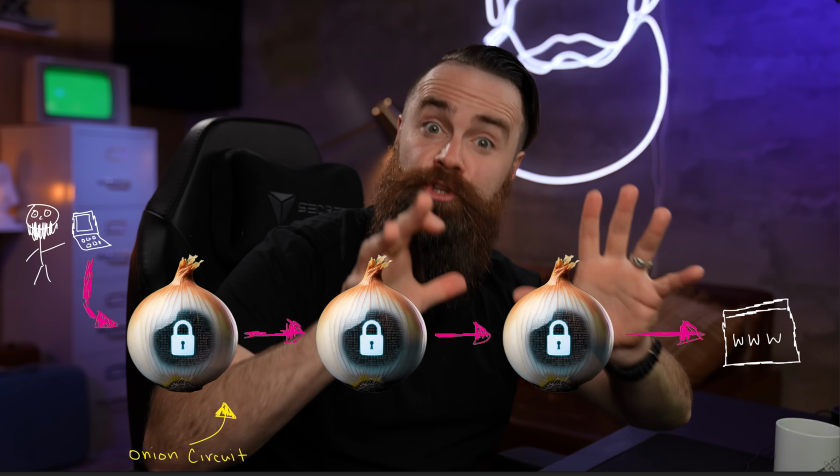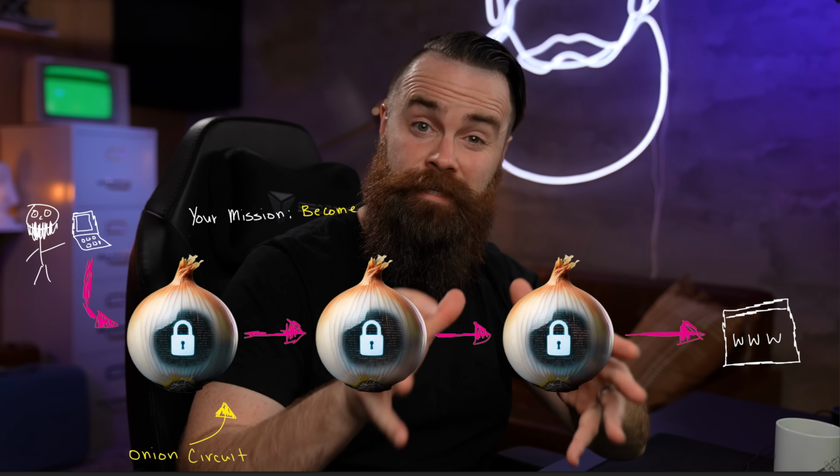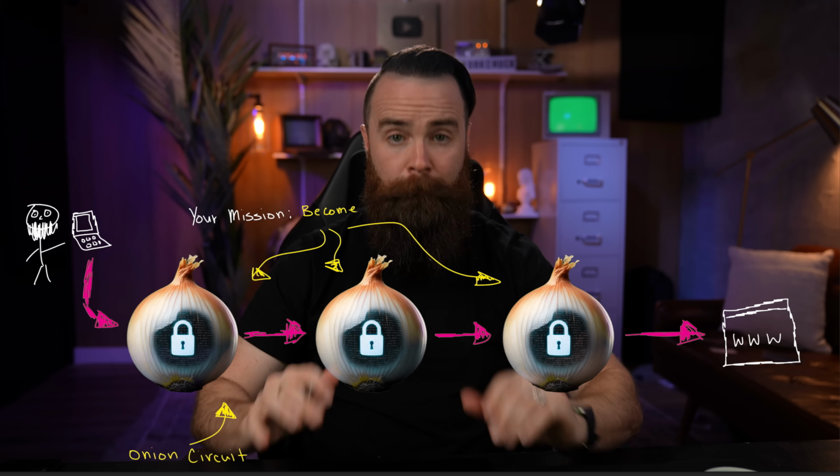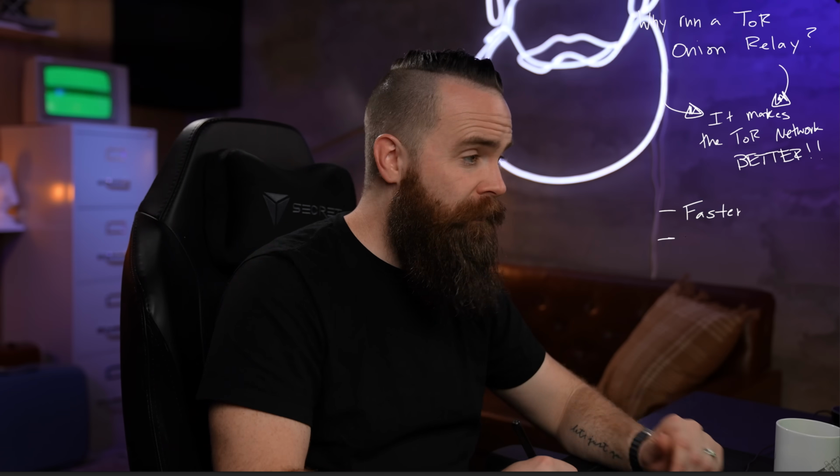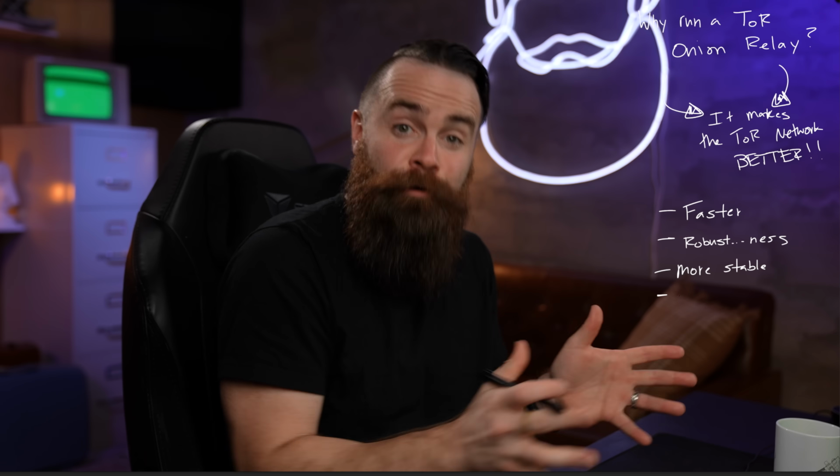Now, your mission, should you choose to accept it, is to become one of these onion relays. Now, why you? Well, did you know that every onion relay is run by people like you, volunteers? Making this decision is a big deal and will have a pretty big impact. Every time an onion relay is added to the dark web, it gets better, it gets stronger. More relays mean faster speeds. The network itself will be more robust against attacks. It will be more stable, and it will be safer from spying.